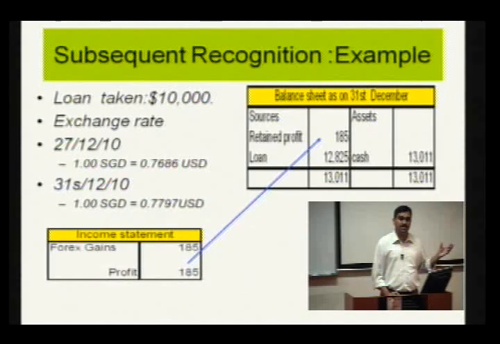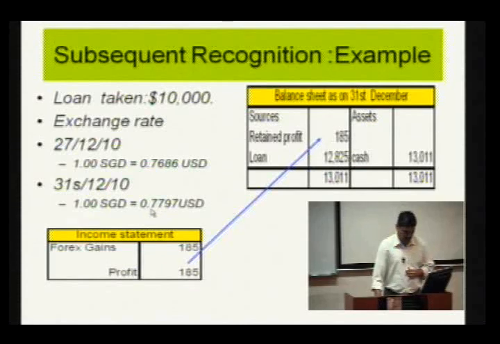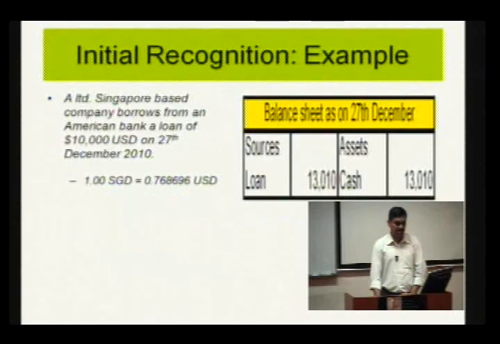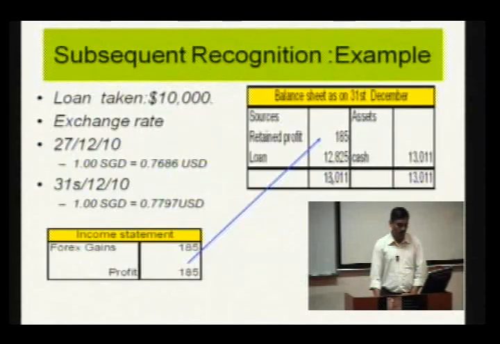Let us go back to the same example. We have taken the loan. The exchange rate on that day was 0.7686 USD, but on 31st December, it is 0.7797. Exchange rates are different. So as a result, the loan, which is a monetary item, will be revalued as on the closing date. So the loan will now be 12,825. If you observe, the previous loan was 13,010, whereas now the loan value is different.